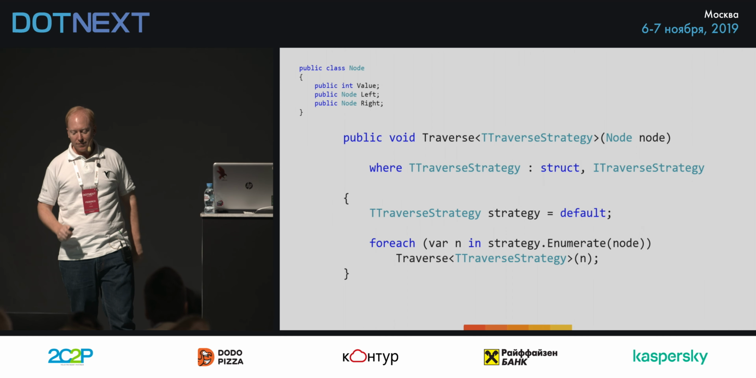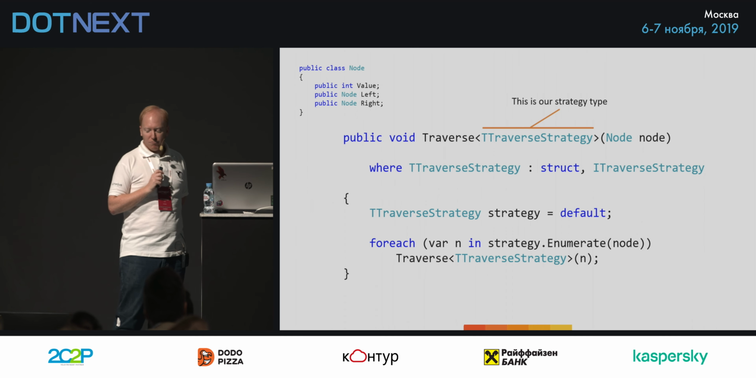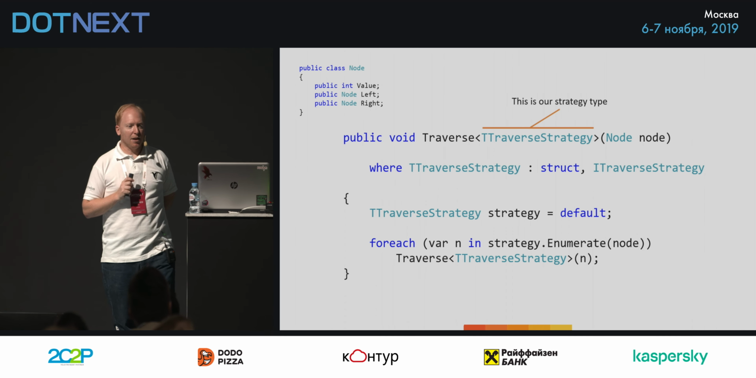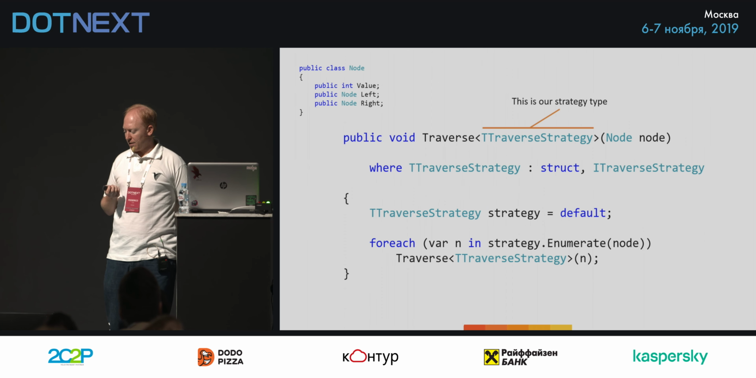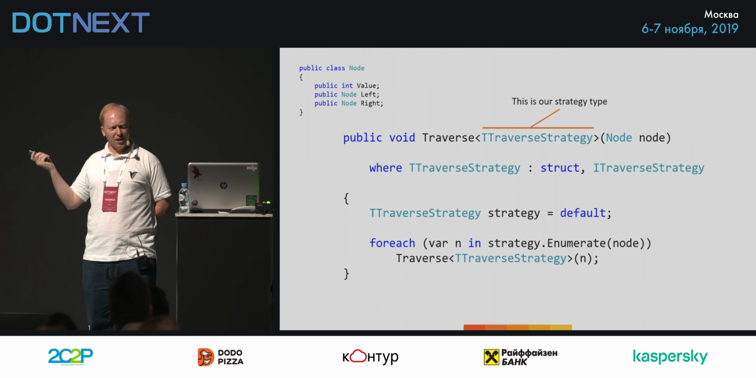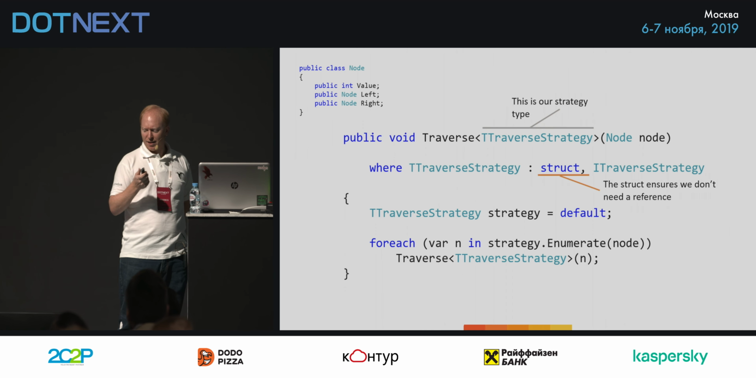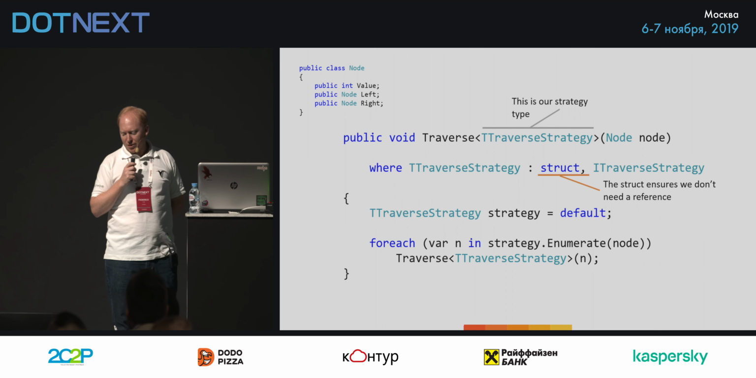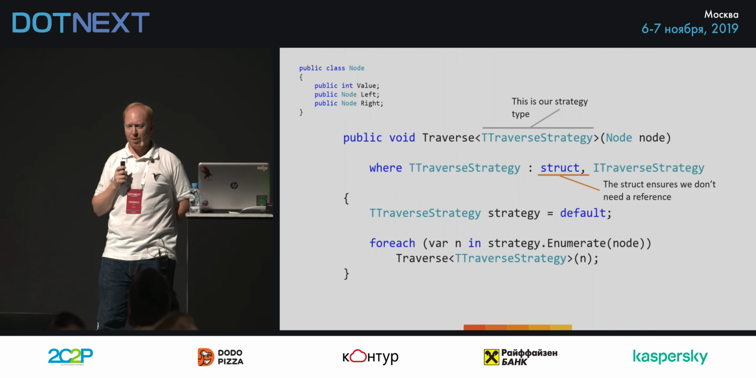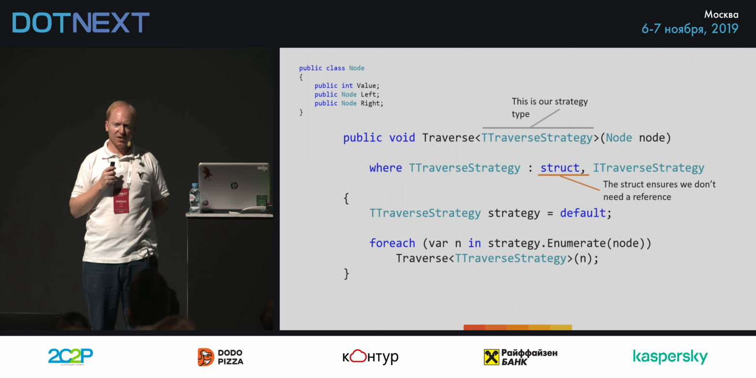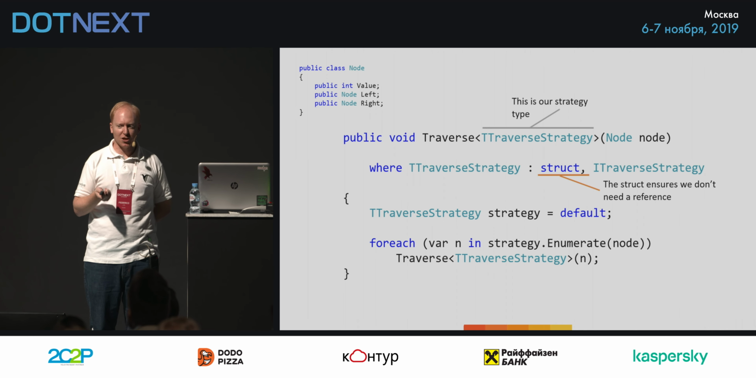Okay? So this is a type. This is our strategy type. But you remember that was not our interface type. This is a type, something. And it's also a struct. You remember what I said about the structs? They behave differently. They're special.